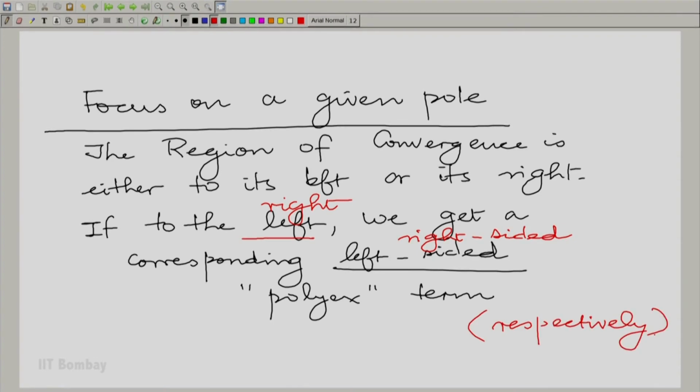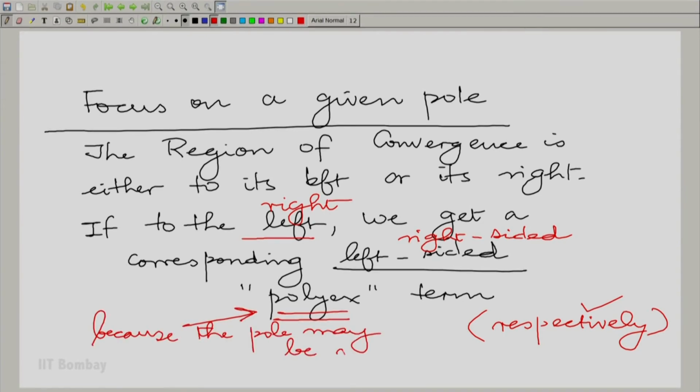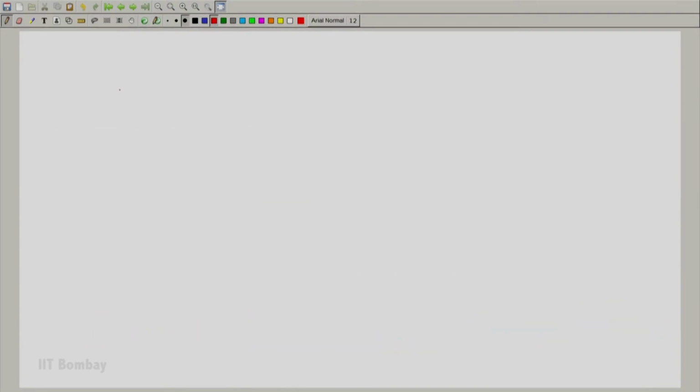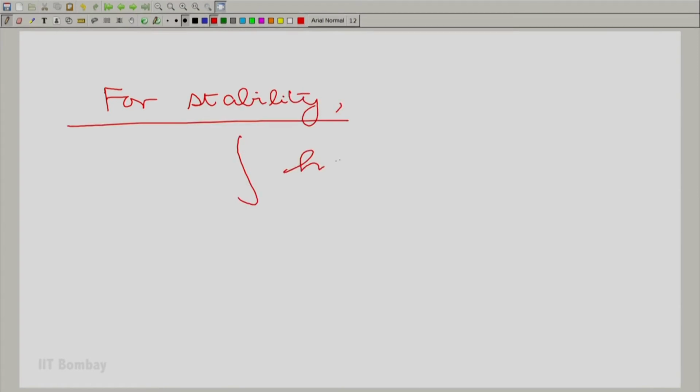So, you should read this as two sentences. You should read it as, if to the left, we get a corresponding left sided Pauli X term. If to the right, we get a corresponding right sided Pauli X term, by using the word respectively. This is called a multi-statement. We have encountered it before. Now, I say Pauli X term because the pole might be repeated. Now, let us determine the role of any one pole in stability or instability. For stability, we want this to hold.